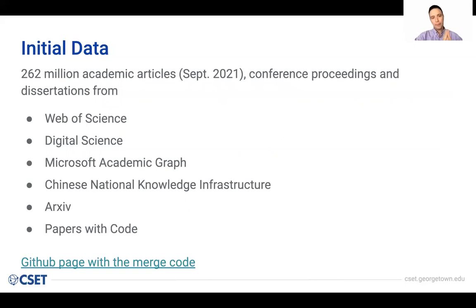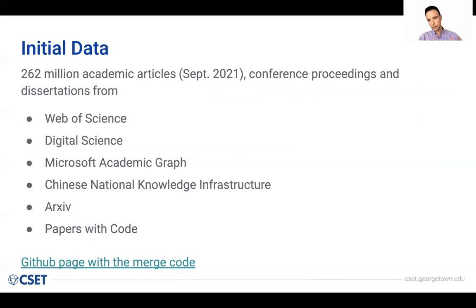Okay, let's talk about our data. So right now, September 2021, we have 262 million academic articles, conference proceedings, and dissertations, which we all call scientific documents, from 6 different sources. So it's Web of Science, Digital Science, Microsoft Academic Graph. These are large multilingual sources of academic publications. We have the Chinese National Knowledge Infrastructure database, which covers all scientific work done in the People's Republic of China. We have arXiv data, which is a repository of working papers, and Papers with Code, which is a data set of AI-related publications.